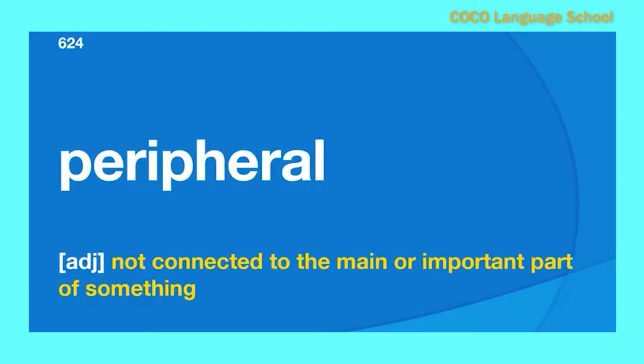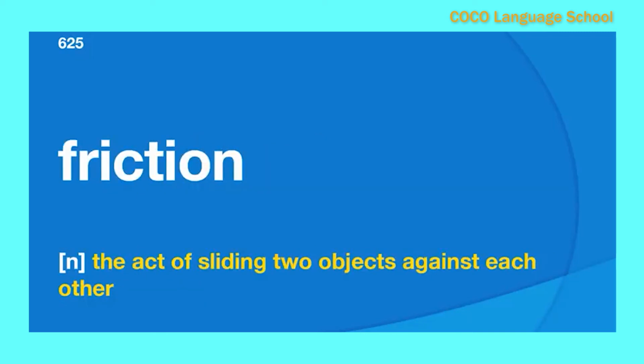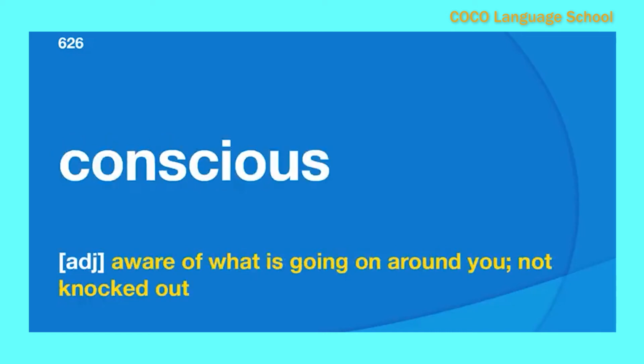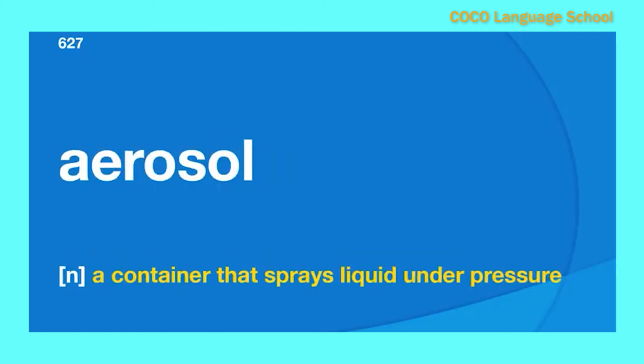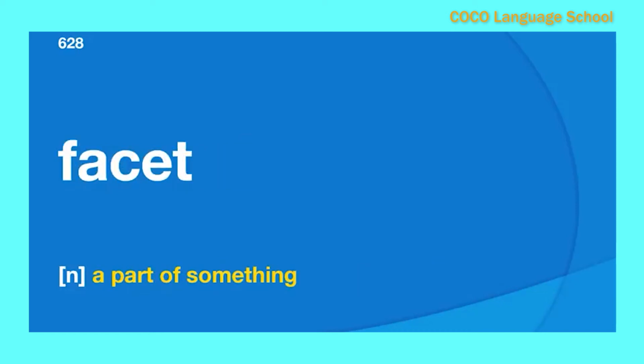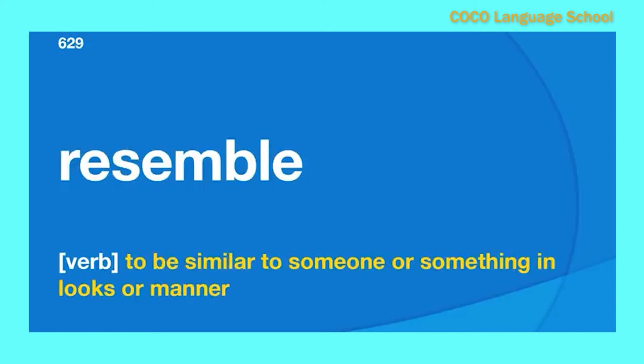Not connected to the main or important part of something. Peripheral. The act of sliding two objects against each other. Friction. Aware of what is going on around you, not knocked out. Conscious. A container that sprays liquid under pressure. Aerosol. A part of something. Facet. To be similar to someone or something in looks or manner. Resemble.